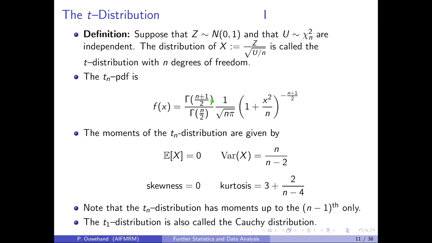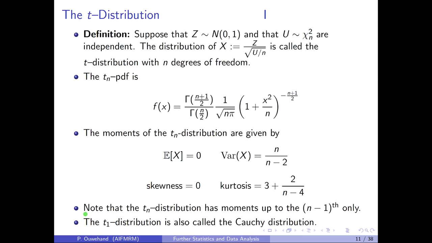Again, the gamma function plays a role here. The moments of the Tn distribution are given as follows. Its mean, when it is defined, is 0. Its variance is n divided by n minus 2. Its skewness is 0, and its kurtosis is 3 plus 2 divided by n minus 4.